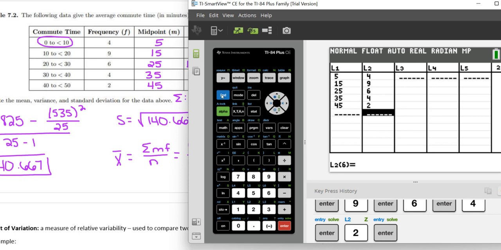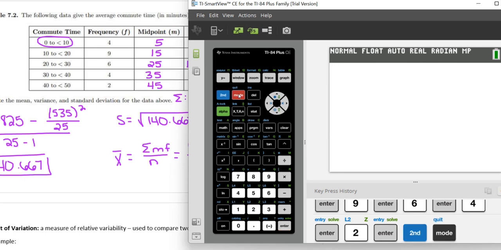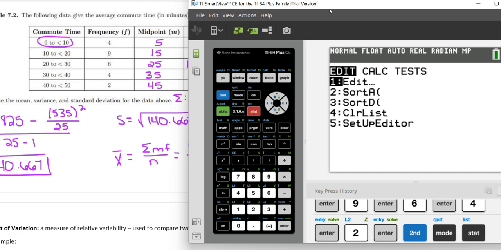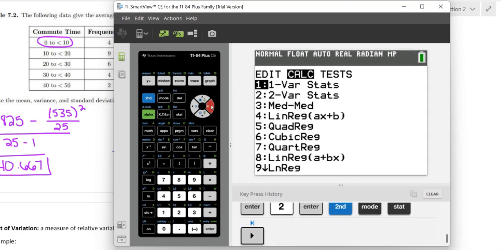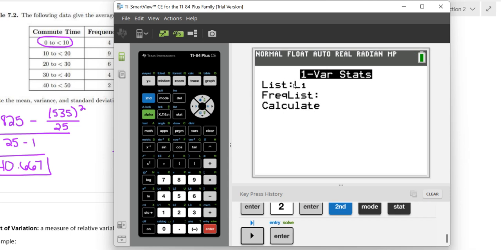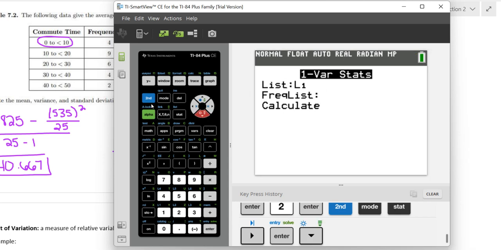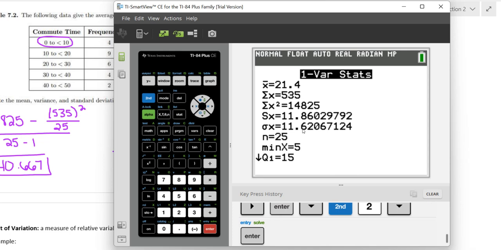And then I'm going to go back to my home screen. So second, quit. Then stat, over to calc, and my one variable stats. So my list is L1, and for my frequency list, I'm going to put L2. So second 2 will give me L2. And then calculate. There you go. So you have your x bar, so that's your mean, sum of x squared, sample standard deviation, population standard deviation. They're really close. Not the same. This is the sample. We want the 11.860.